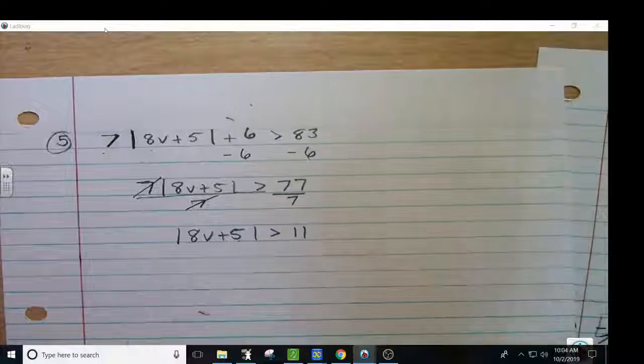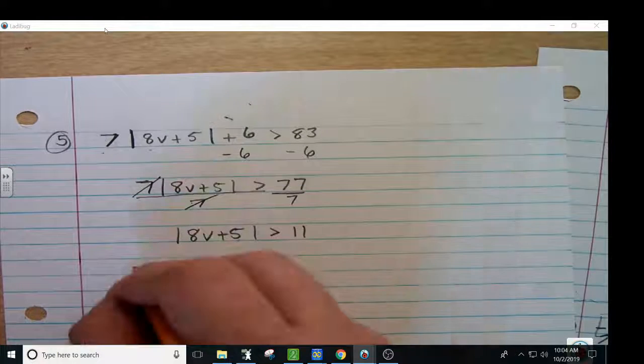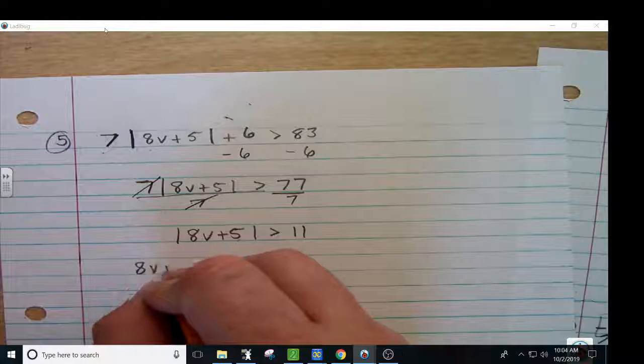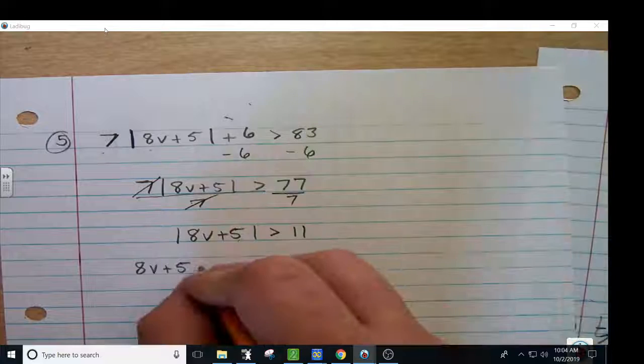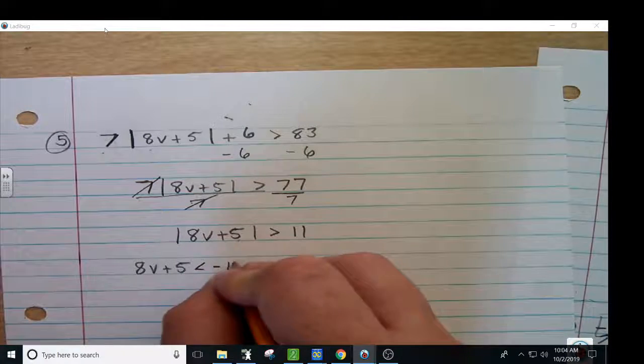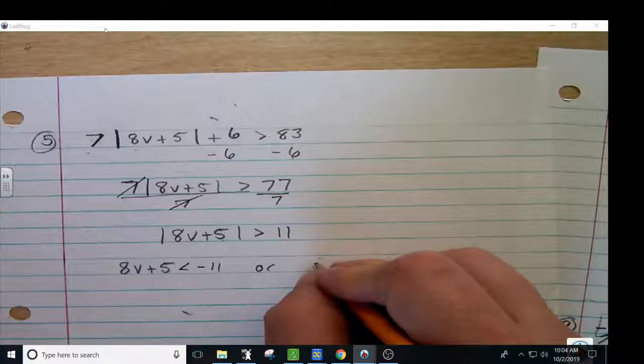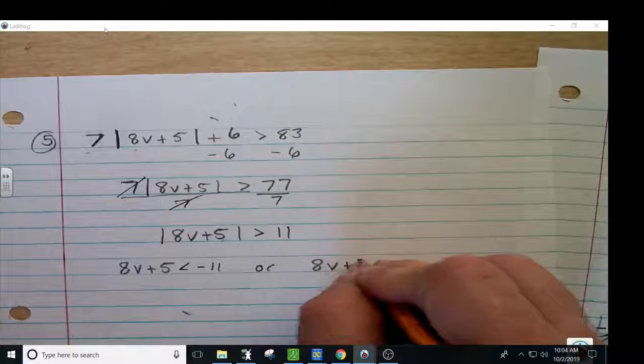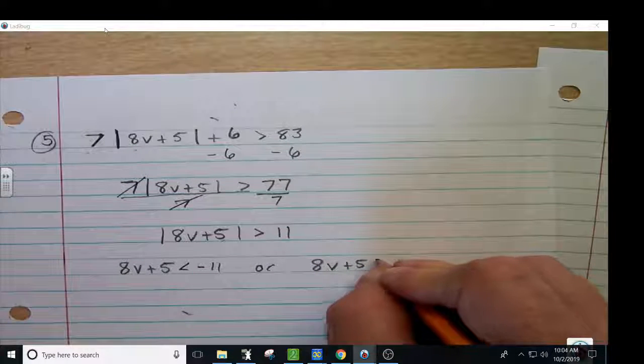We're going to drop our absolute value bars. It's going to be 8v plus 5 less than negative 11, or 8v plus 5 greater than positive 11.